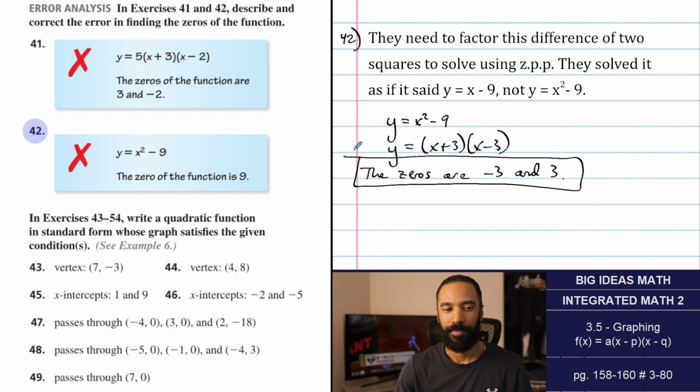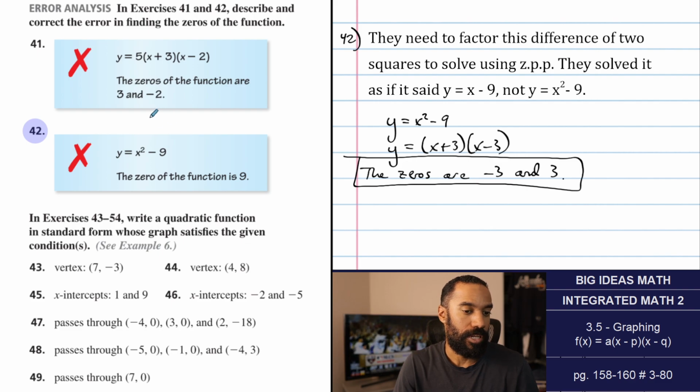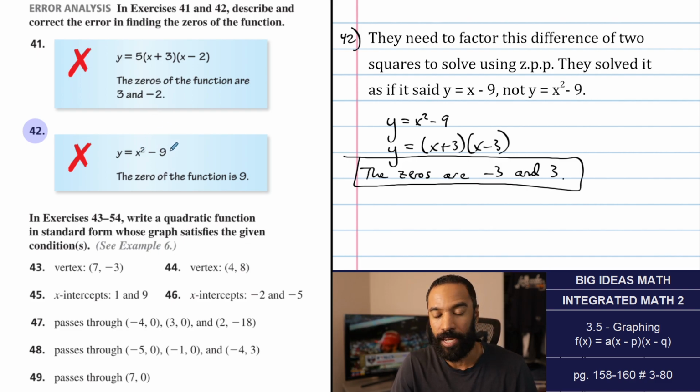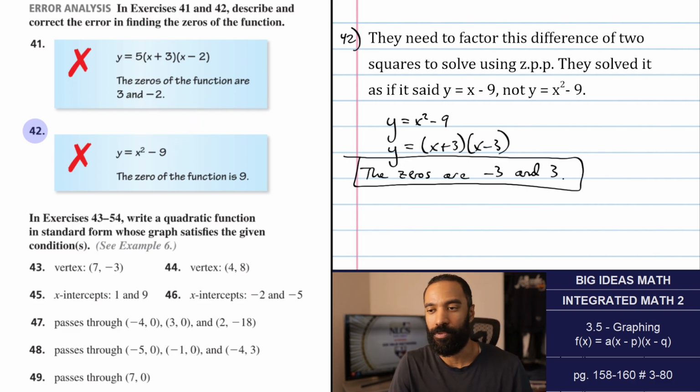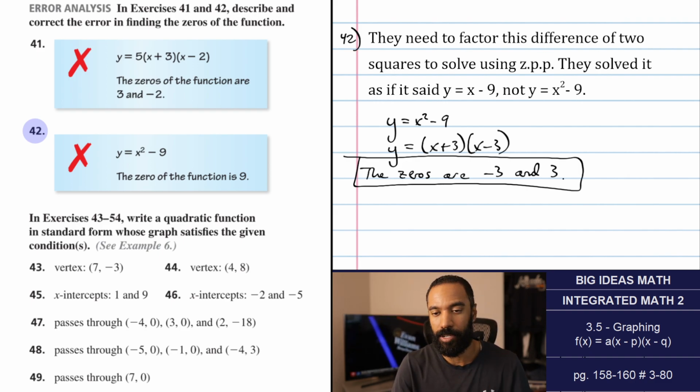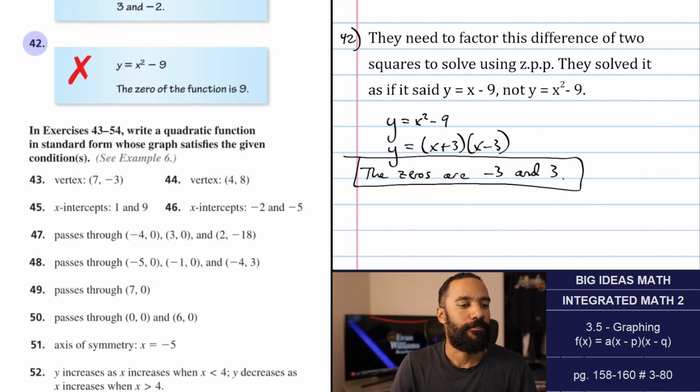Okay, not 9. See, I substitute. So listen, it's an easy question. Does 9 squared minus 9 give you 0? We're asking what value of x gives you 0. No. Does 3 squared minus 9 give you 0? Yes. Does -3 squared minus 9 give you 0? Yes.